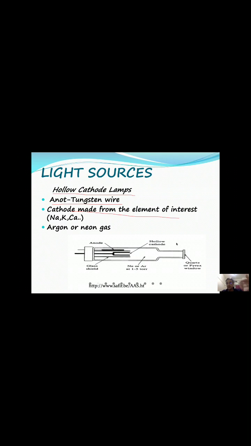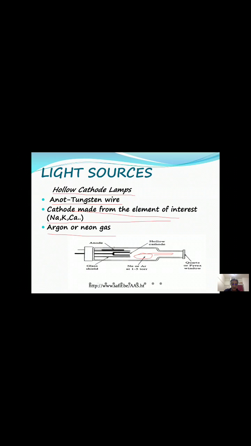Suppose you are analyzing 20 elements in water samples, that means 20 times you are changing the lamp, 20 times you are making calibration and all that. It may take hours to complete the whole analysis. So this is the disadvantage, but anyway, the cathode is made of the same element. And then argon or neon gas, an inert gas, is kept inside. This is the hollow cathode lamp.